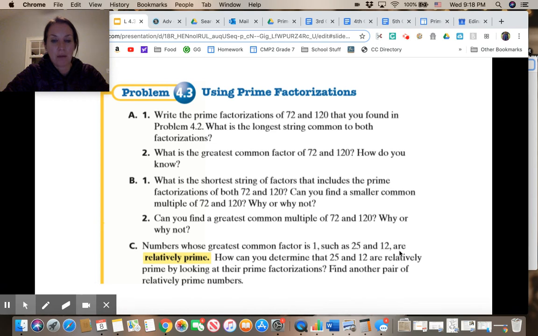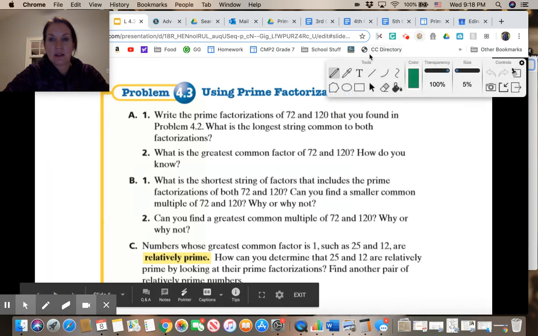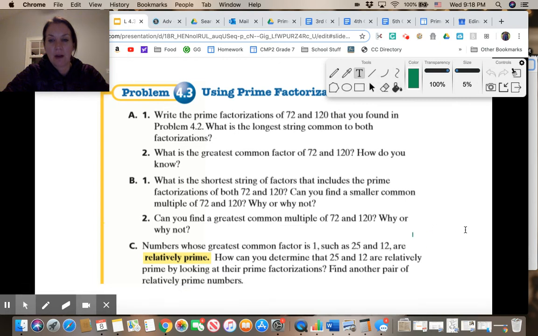relatively prime. That's yellow because it's a new word. How can you determine that 25 and 12 are relatively prime? By looking at their prime factorizations. So again, this is looking at the prime factorizations of 25 and 12. So 25, I know, is 5 by 5, right? And 5 and 5 are prime, so that is their prime factorization.